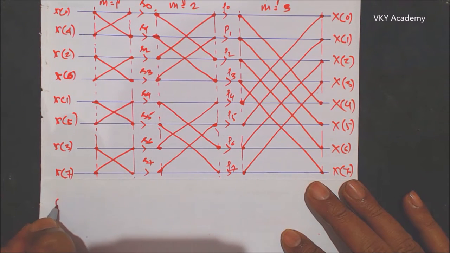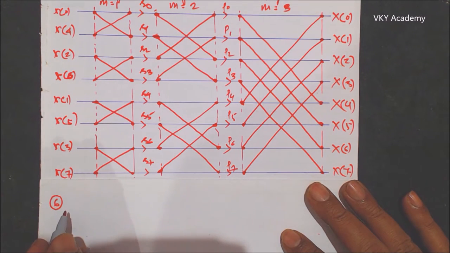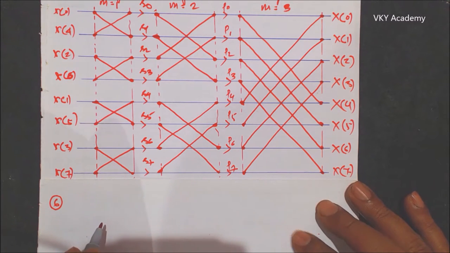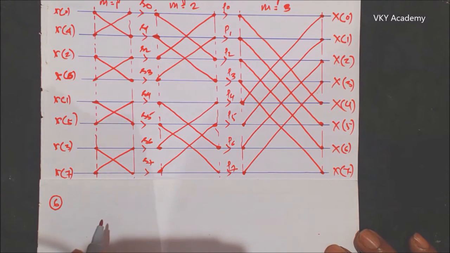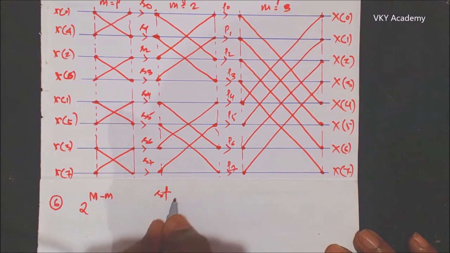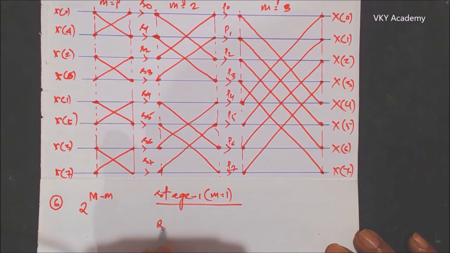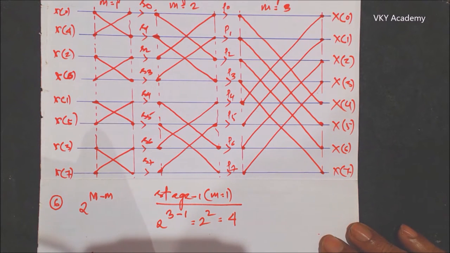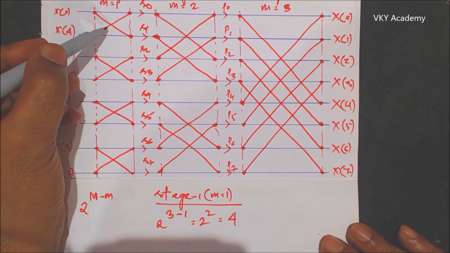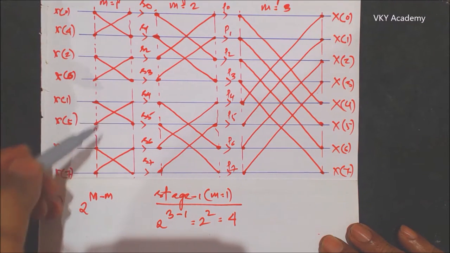Now my next point is point number 6. And point number 6 states that the number of sets or sections of butterflies in each stage is given by the formula 2 to the power capital M minus small m, where capital M is the number of stages and small m is the stage index. So for stage number 1, where small m is equal to 1, 2 to the power 3 minus 1 is 2 to the power 2, that is 4 number of sets are available in the stage number 1. So this one is first set, this is the second set, third set and fourth set.